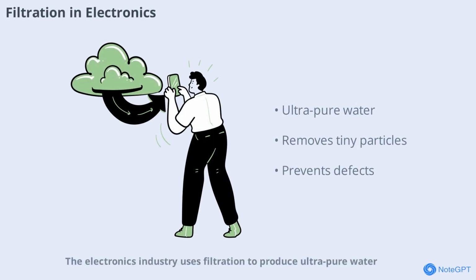The electronics industry uses filtration to produce ultrapure water and chemicals needed for manufacturing semiconductors and other components. Even tiny particles can cause defects in electronic devices, so filtration is critical for maintaining quality and performance.